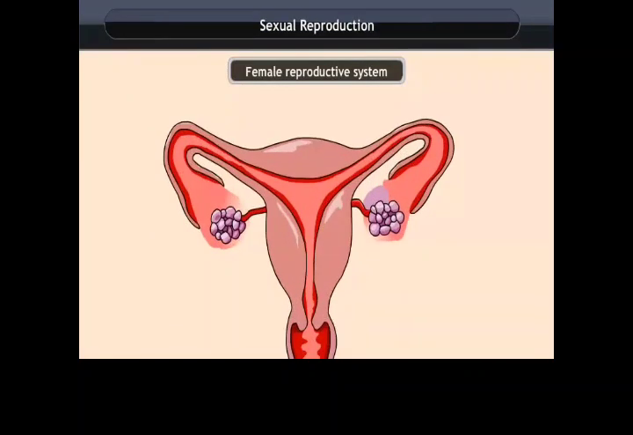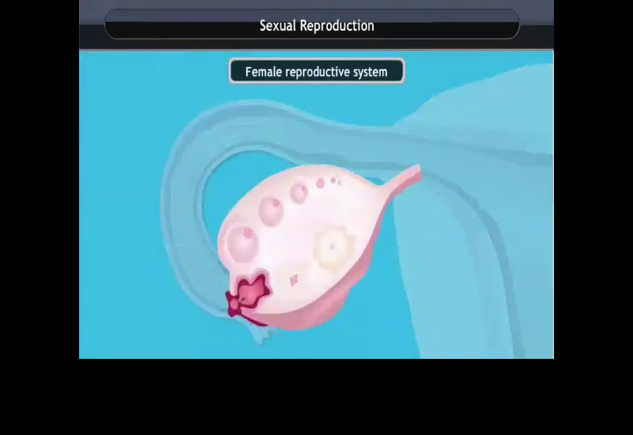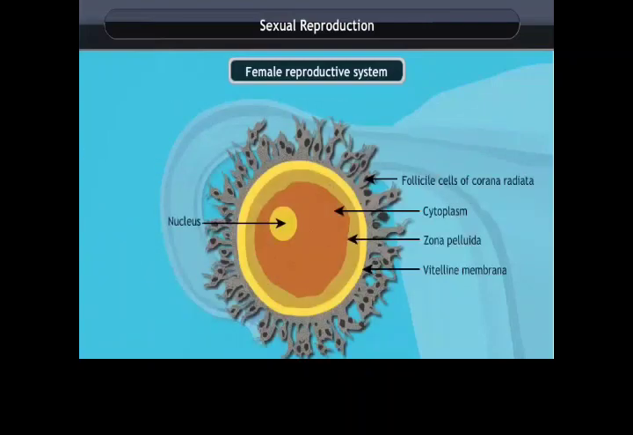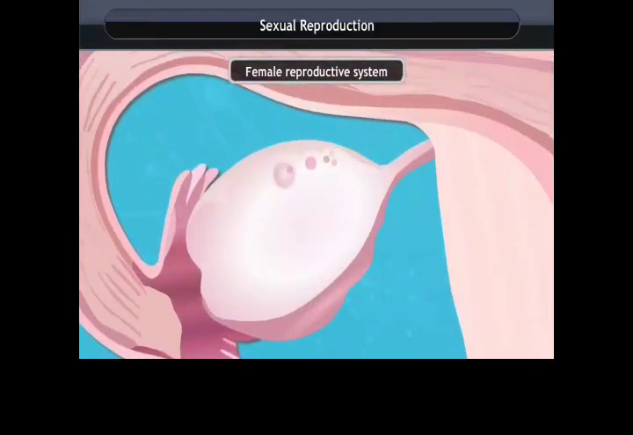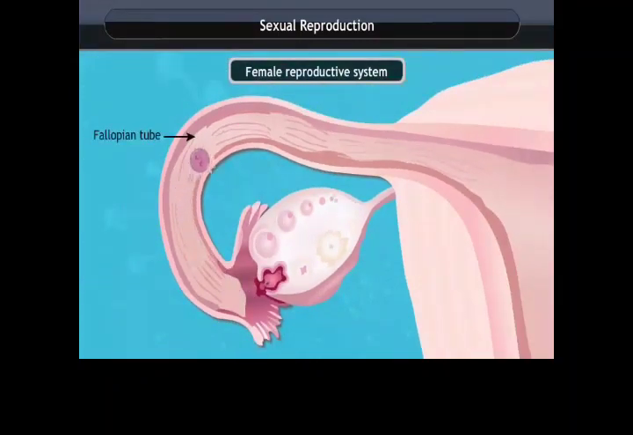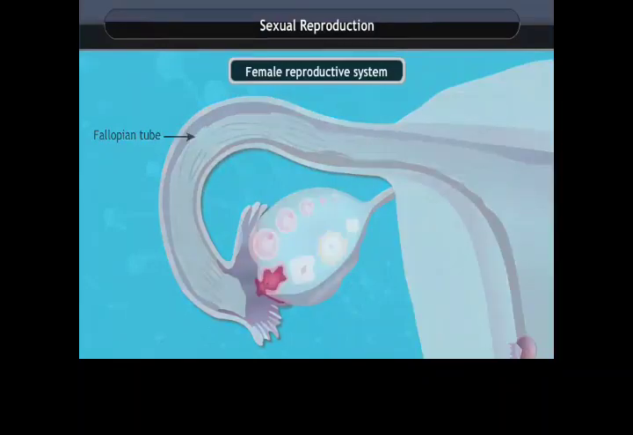Female reproductive system. In females, ovaries are present just below the kidneys in the abdominal cavity. Each ovary has several sac-like structures called ovarian follicles. Each follicle has an ovum at its center. When the ovum is mature, the follicle ruptures and releases the ovum. After rupture, the follicle is called the corpus luteum. The egg or ovum is carried from the ovary to the womb through a thin oviduct or fallopian tube.